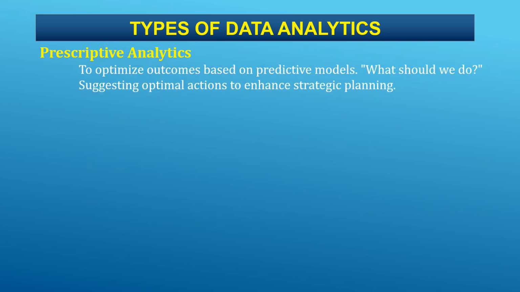Prescriptive analytics recommends actions to optimize outcomes based on predictive models and simulations. It answers the question, what should we do? By suggesting optimal actions, prescriptive analytics guides decision making, improves operational efficiency, and enhances strategic planning. Decision support systems and optimization algorithms are used in prescriptive analytics. For example, in supply chain management, prescriptive analytics can recommend the most cost-effective distribution routes based on predicted demands and transportation cost.